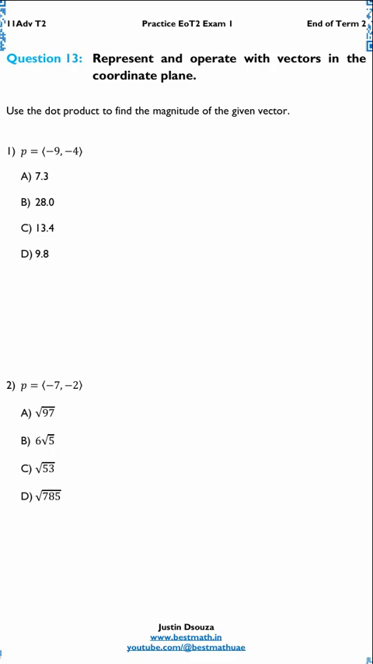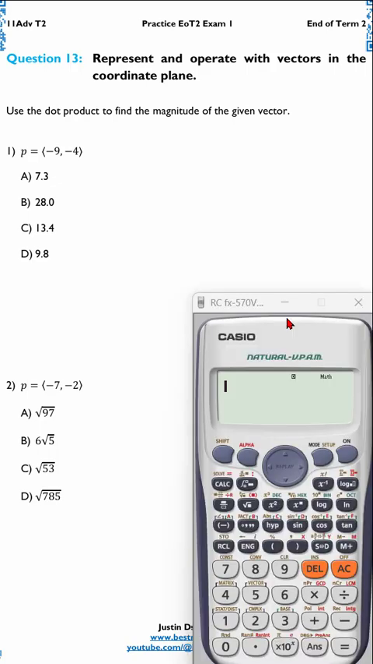What about vectors? Vectors can be easily solved in the calculator as well. Let's use our calculators here. Now to find the magnitude, they have asked to find the magnitude. I'm not going to use the vector mode and everything. Just the square root of minus 9, the whole square will be positive 9. It's the same thing. So I'm just going to use the number squared plus 4 squared. The answer is square root 97, which is not there. It's 9.8. See, it's 9.8. This is the answer, option D.